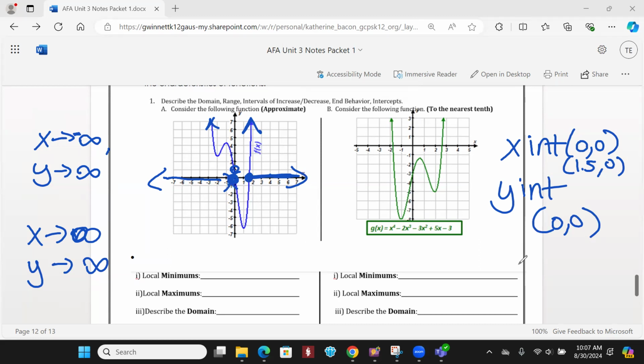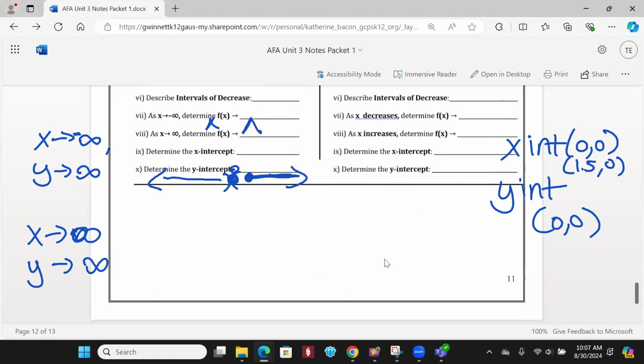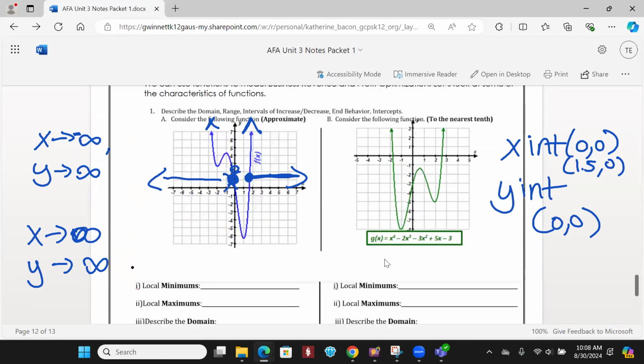Okay, can you do the next one? Math be mathin'.